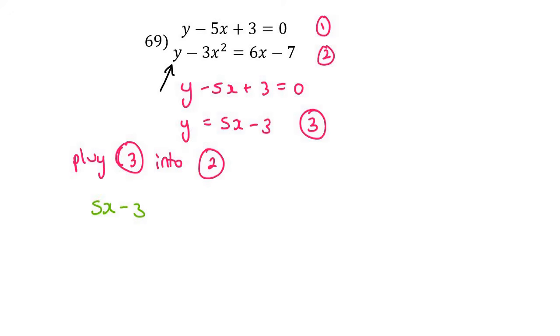5x minus 3 minus 3x squared equals 6x minus 7. Can you see what we've done? Let's go through this slowly together so you understand. Step 1 was to get y alone. So I took this equation and I wrote it over here again. And then I just rearranged it a little bit to get the y completely alone.